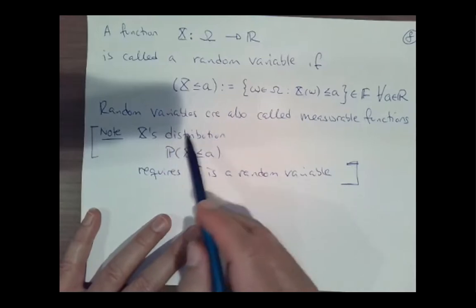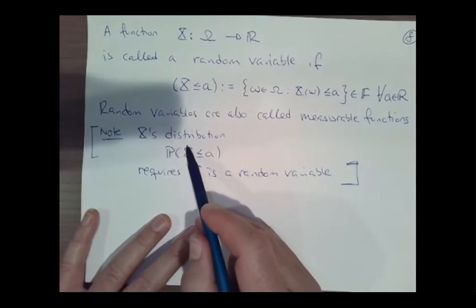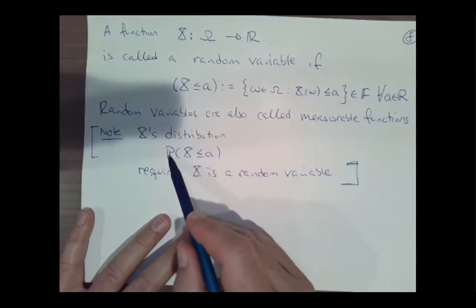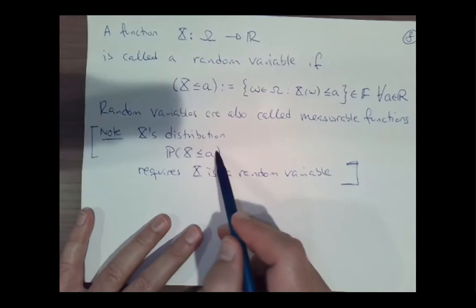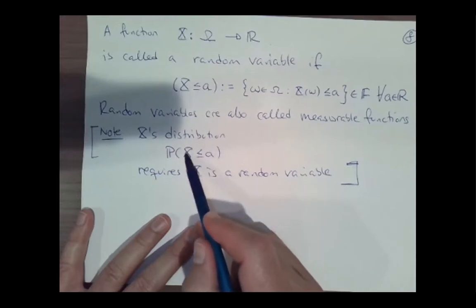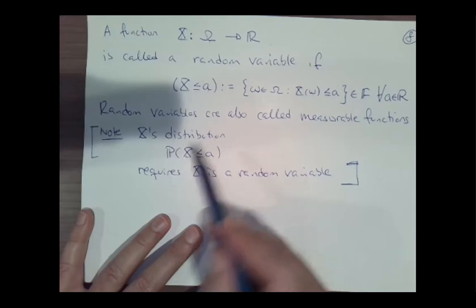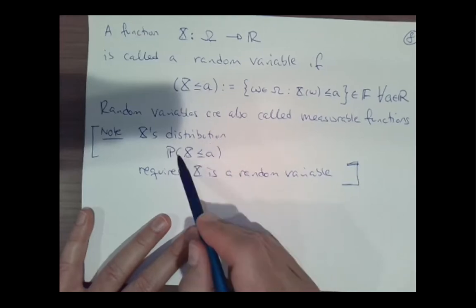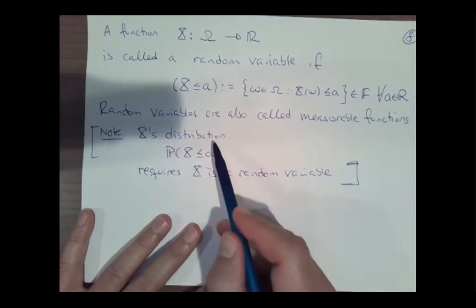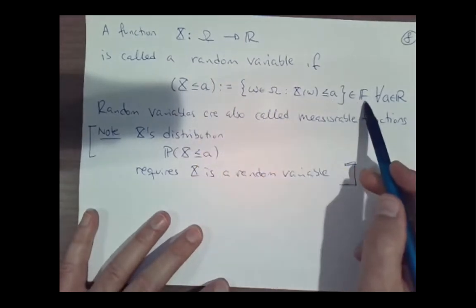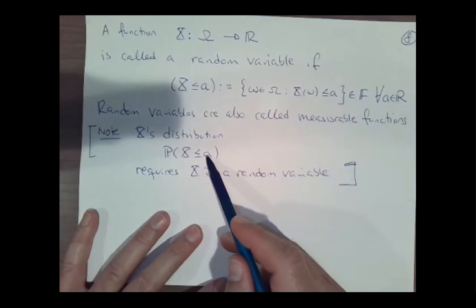The way that you have seen the distribution before is the probability that a random variable is less than some dummy constant. To talk about that, I need to be able to insert this set into P. But that requires that this set be in P's domain. P's domain is F, so this set has to be in F for this expression to make sense.